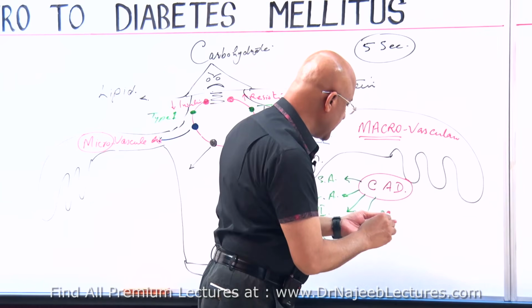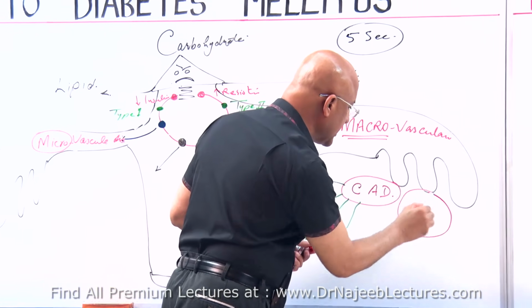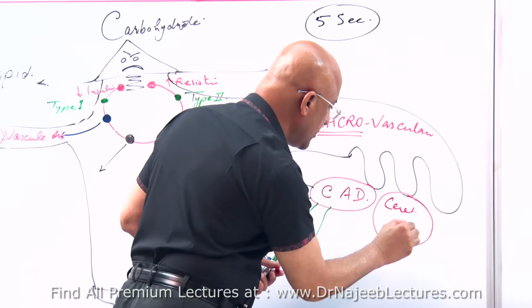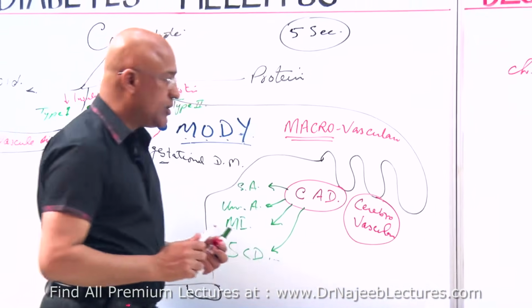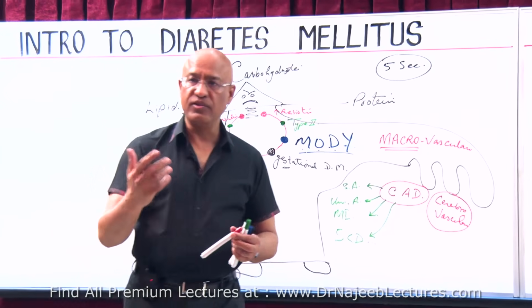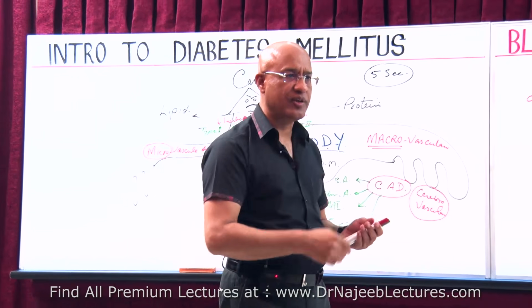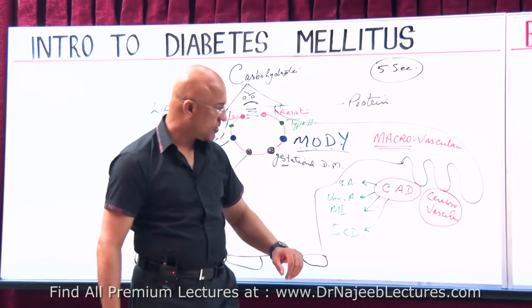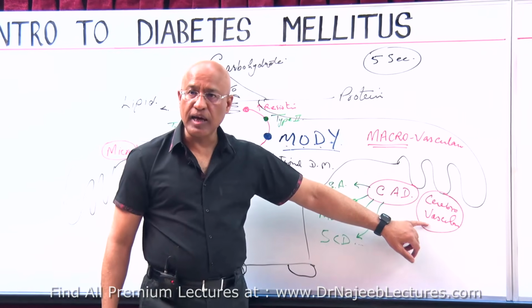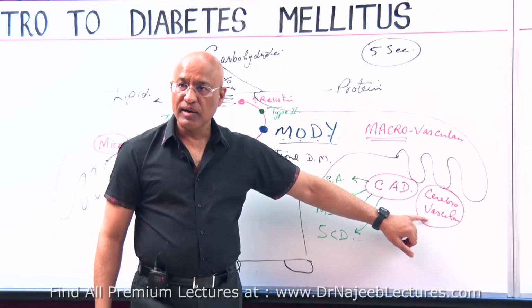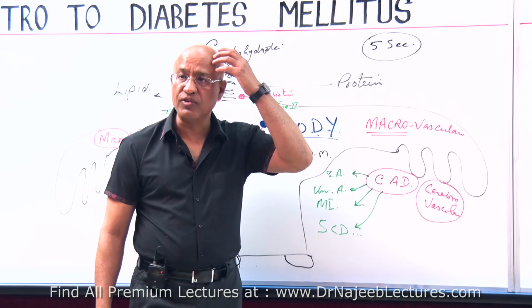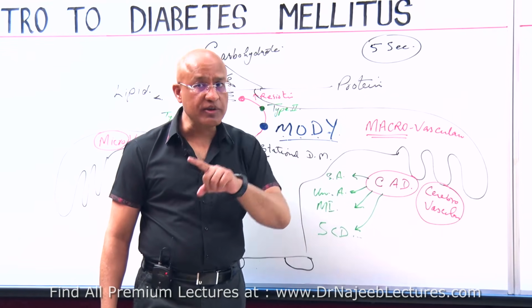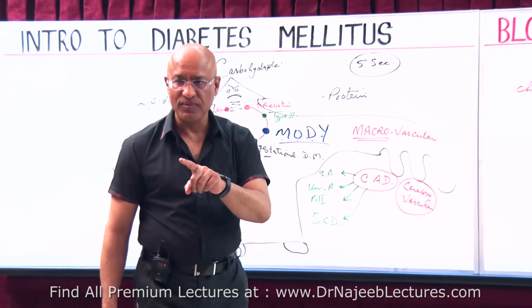Let's talk about another macrovascular complication, that is cerebrovascular complications. Cerebrovascular events or cerebrovascular accidents. What I mean by this is that in patients with diabetes mellitus, large or medium-sized vessels, either related to the heart or to the central nervous system, develop what kind of disease? Atherosclerosis.